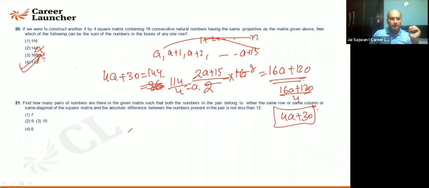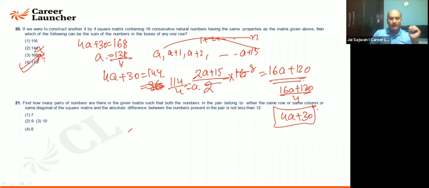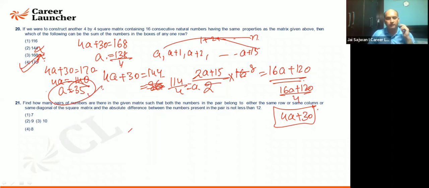Fine. Next is 4A plus 30 is equal to 168. So it is 138 divided by 4. Can I take it as 138? No. So now you do with 4A plus 30 equal to 170. 4A is coming out to be 140. A is coming out to be 35. I will say yes, this is possible. That's why I have taken the value.